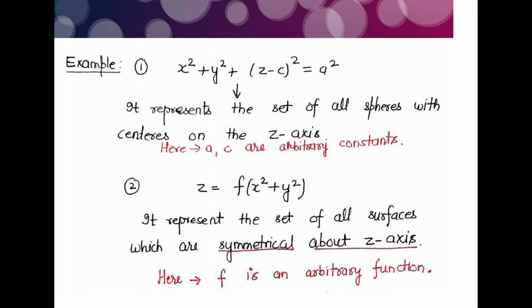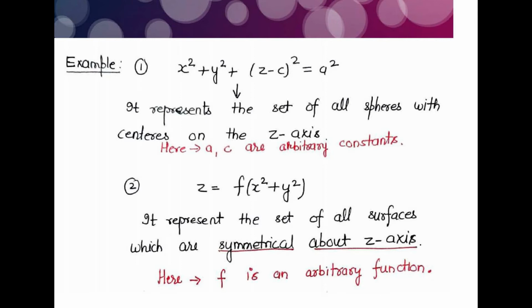So it represents the set of all surfaces which are symmetrical about z-axis. Because in this one, x and y are appearing in the form of x square plus y square. You take a point in first quadrant, second quadrant, third quadrant or fourth. Then the value of this expression x square plus y square is always 1. So we have the same value of z coordinate corresponding to any point x y, or you take some other point.